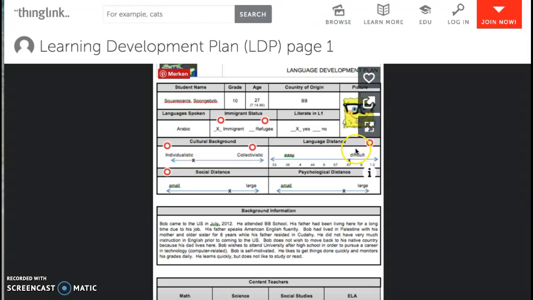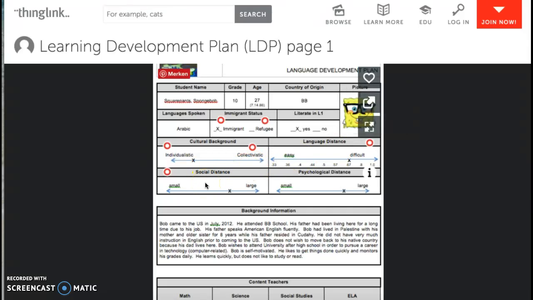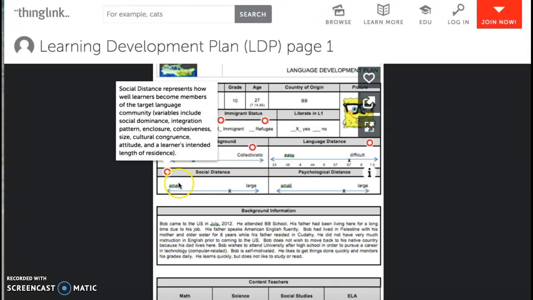It gives information about the language distance, how close the student's language is to English, which gives some insight as to how easy or difficult it is for the student to pick up on the language.